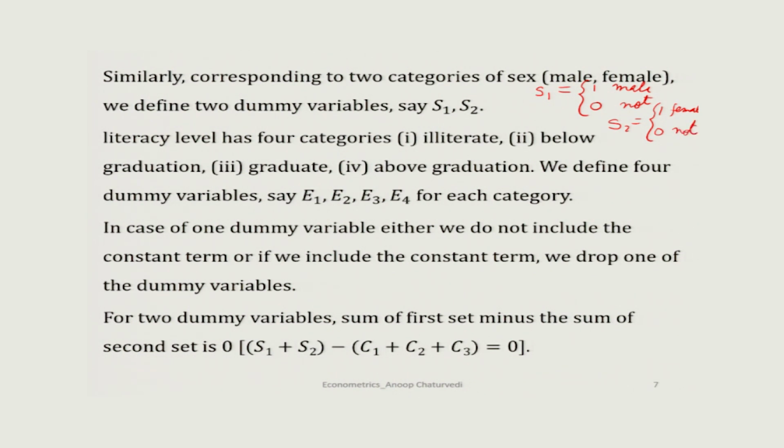Then suppose literacy level has 4 categories, say first is illiterate, second below graduation, third graduation and fourth above graduation. So, we have defined 4 categories for literacy level. So, we define 4 dummy variables, say E1, E2, E3, E4 corresponding to each category. Now, in case of one dummy variable, we do not include the constant term, or if we include the constant term, we drop one of the dummy variables.